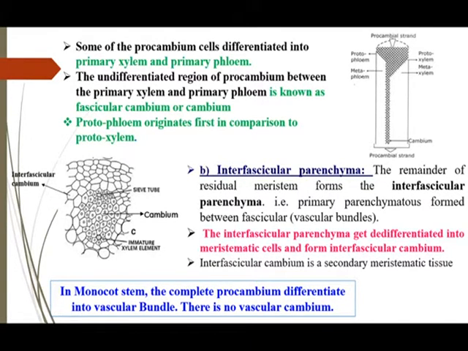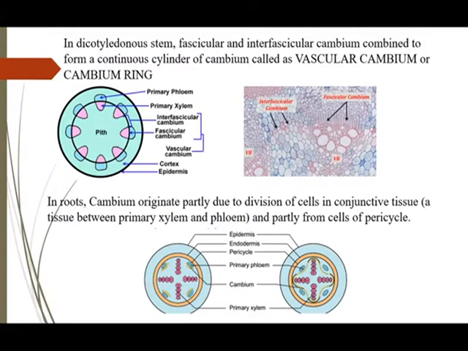The second part of the residual meristem is interfascicular parenchyma, and this interfascicular parenchyma gives rise to fascicular cambium through a process of dedifferentiation, meaning removing the defined function of a tissue. In monocots, the complete procambium differentiates into vascular bundles, so there is no vascular cambium. In dicot stem, fascicular and interfascicular cambium combine to form a continuous ring known as vascular cambium or cambium ring.